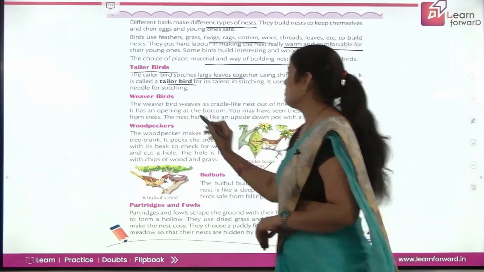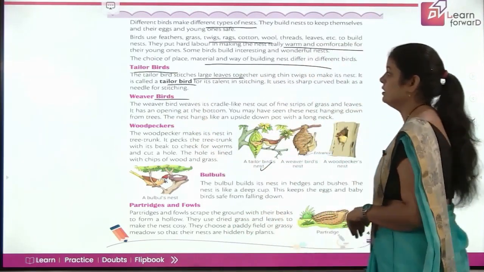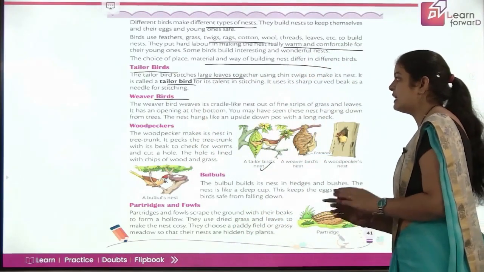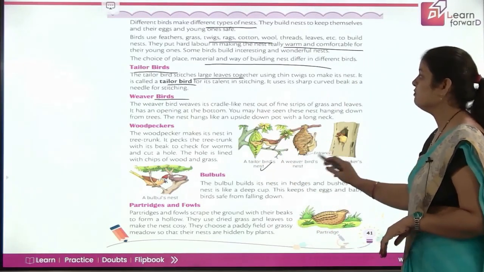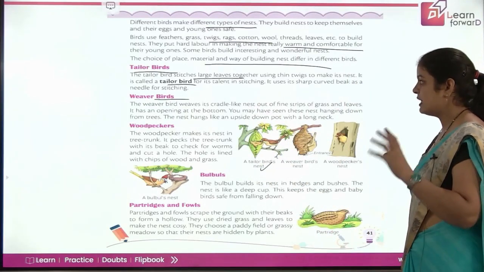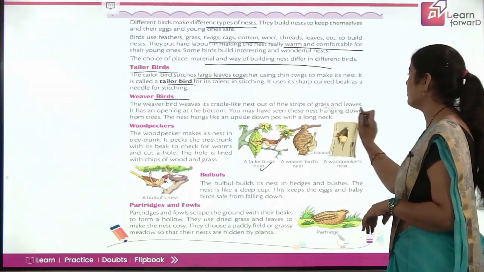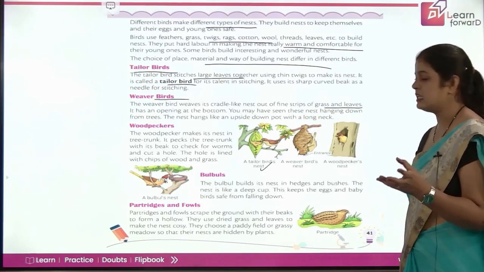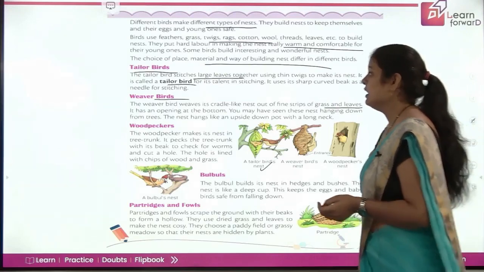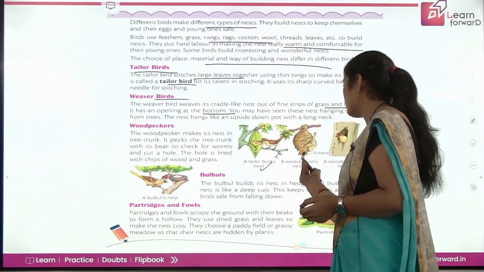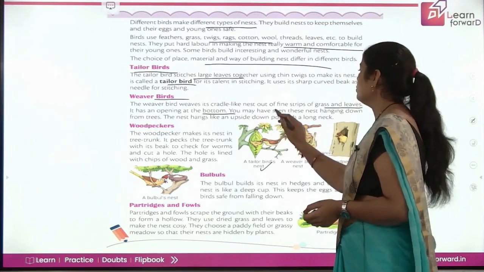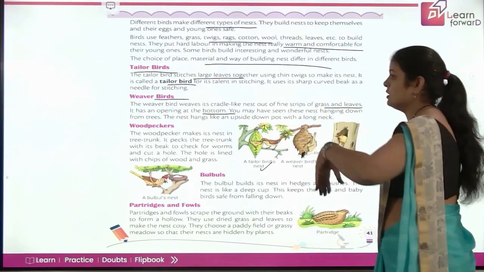Next is the weaver bird. The weaver bird weaves its cradle-like nest. Now this is a weaver bird. It weaves the cradle-like nest out of fine strips of grasses and leaves. So what is the material that is used? Grasses and leaves. It has an opening at the bottom. So the entrance is from here. You may have seen these nests hanging down from the trees.